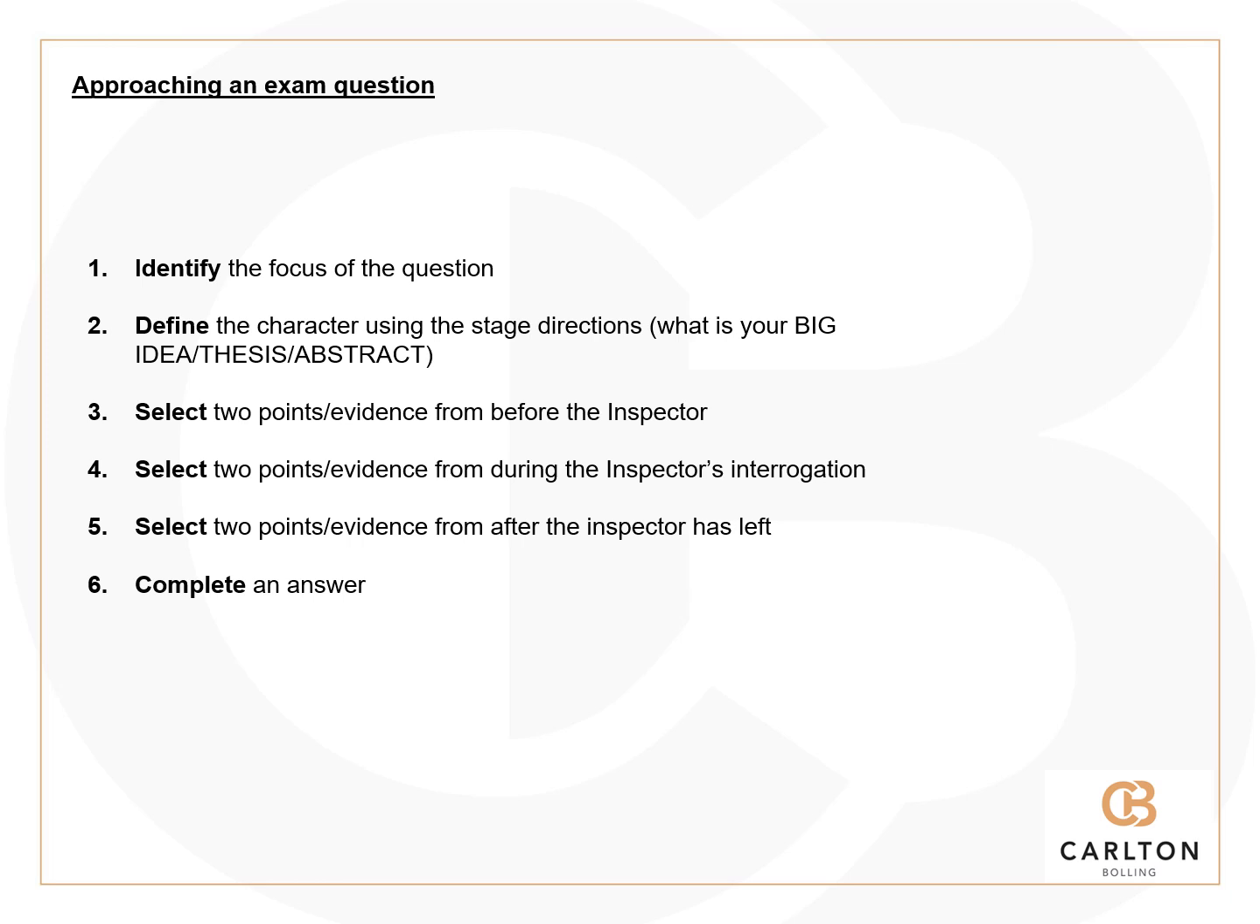Once you've defined the character and you've identified the stage directions, you need to select 2 points of evidence from before the inspector arrives, 2 points of evidence from during the inspector's interrogation, and then 2 points of evidence from after the inspector has left. This will chart the journey of the character from the stage directions all the way through to the end of the play. Your task will be to explore that character and the themes and ideas based around that character.